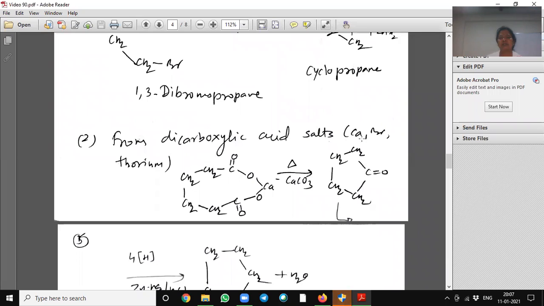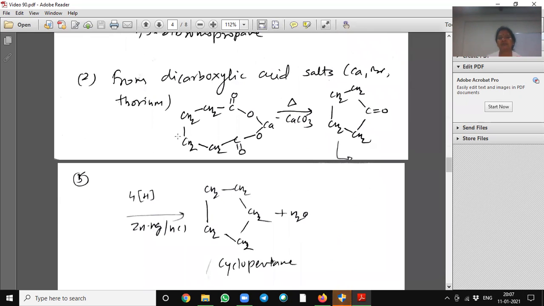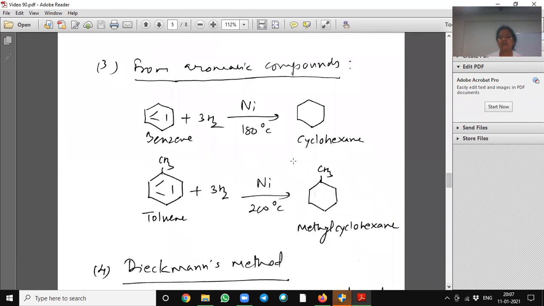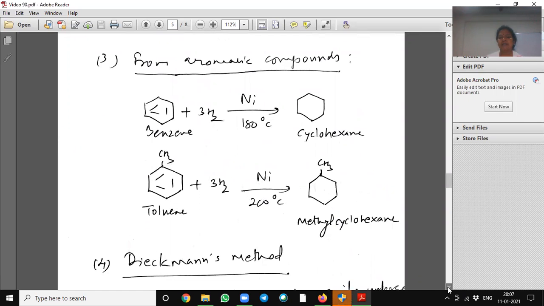From dicarboxylic acid salts, calcium, barium or thorium salts, when reacted, will first give cyclopentanone, and then on reduction with zinc amalgam, it will give cyclopentane. From aromatic compounds, benzene on hydrogenation in presence of nickel at 180 degrees centigrade will give cyclohexane. Toluene on hydrogenation will give methyl cyclohexane.